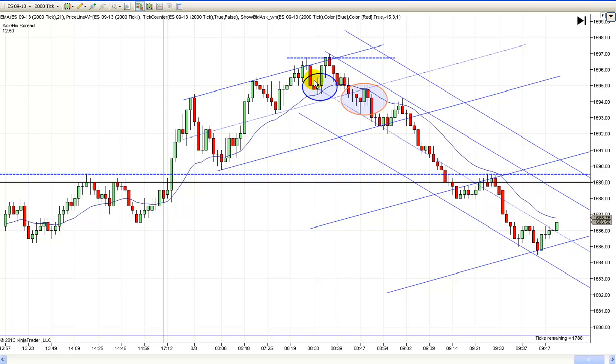But a lot of times you'll take these shorts and it'll jump right back up and it'll keep climbing up that line, just like right here. It'll do that up this line. So you got to be careful taking shorts.